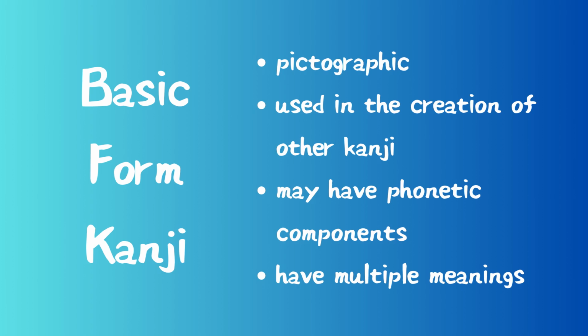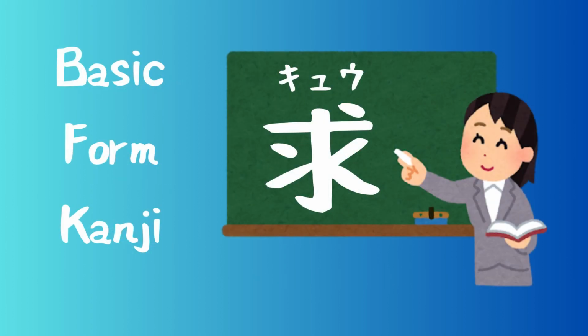Many basic form kanji that were borrowed from China do not hold the same meaning as the original character, and a new meaning was attached. For example, the character kyu originally represented clothing made from animal skins, but was borrowed to mean seek or solicit.